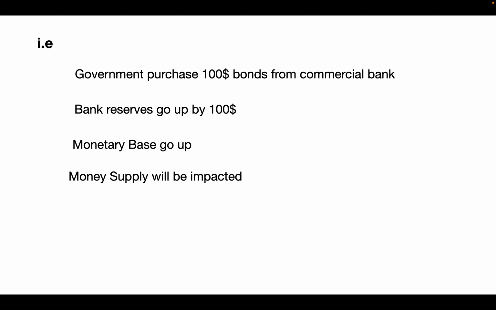So basically, the bank reserves will go up in that scenario by $100, and the monetary base will also go up. According to the formula, when the monetary base goes up, the money supply will also go up. And this is how open market operations work and how the commercial banks are involved in that process.